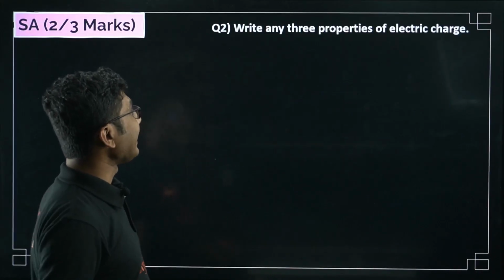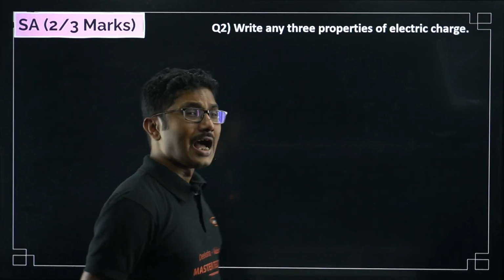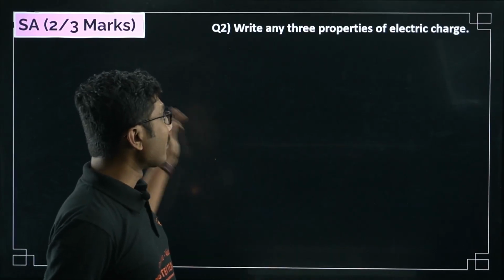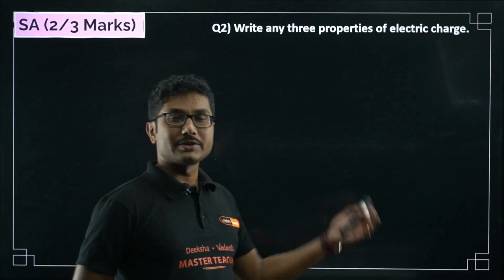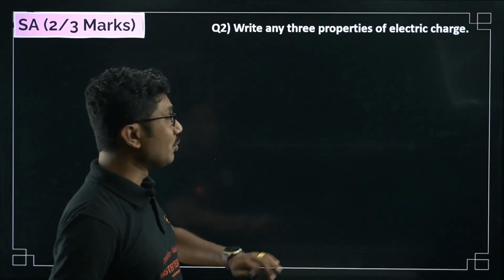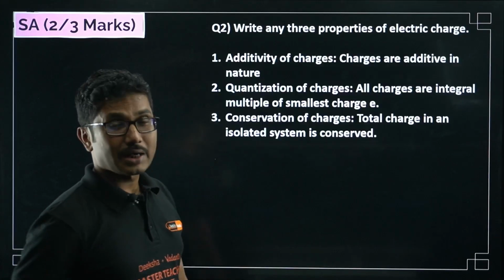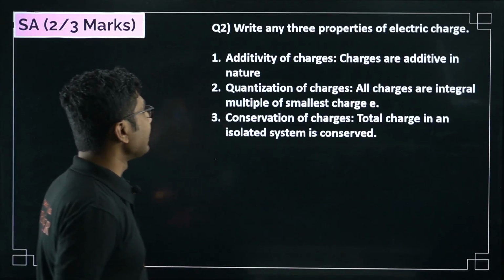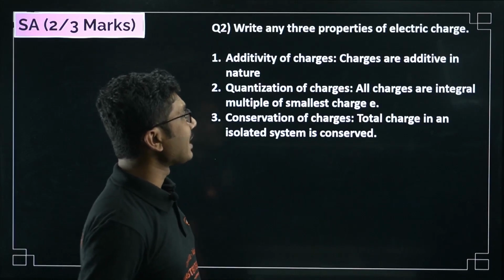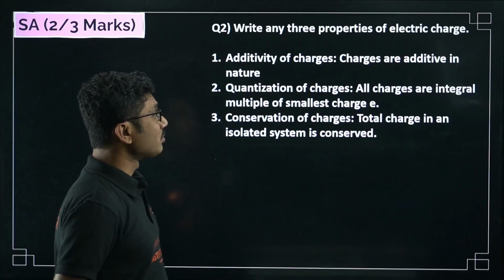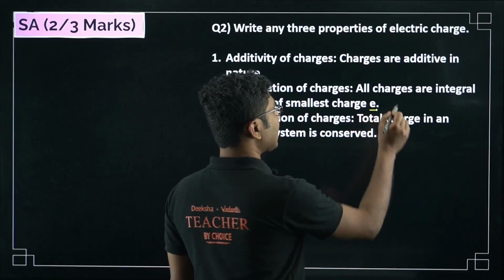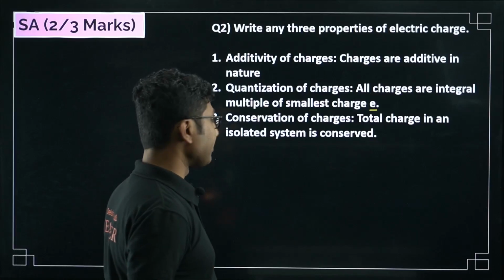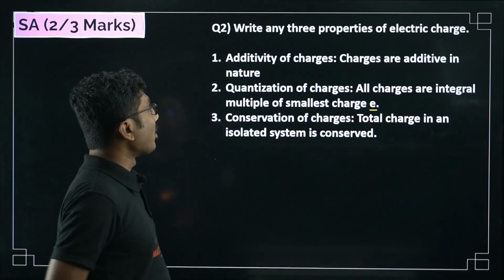Now let's move on. Write any 3 properties of electric charge. Another very common question asked across the years. 2 properties is obviously 2 marks, 3 properties is 3 marks. So 2 properties means a 2 marker question, 3 properties means a 3 marker question. All sorts of possibilities are there. So let's see. Additivity of charges: charges are additive in nature. Quantization of charges: all charges are integer multiples of the smallest charge e, which is the charge of an electron. Conservation of charges: total charge in an isolated system is conserved. So these are the 3 properties of charges.